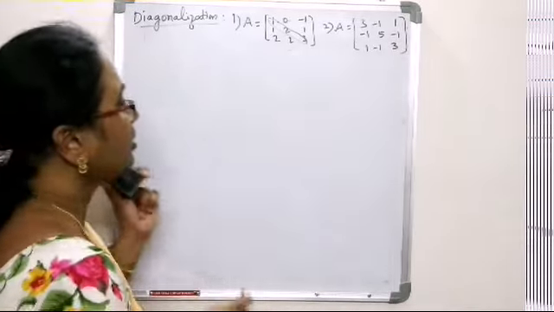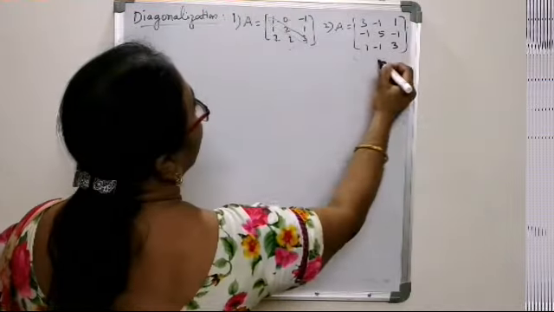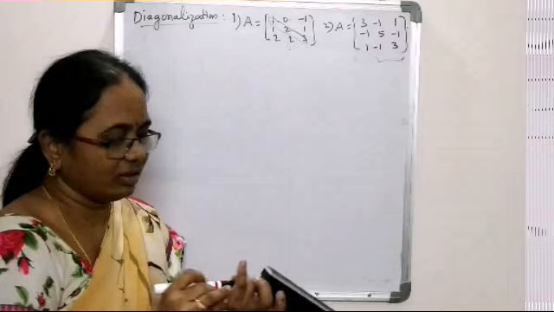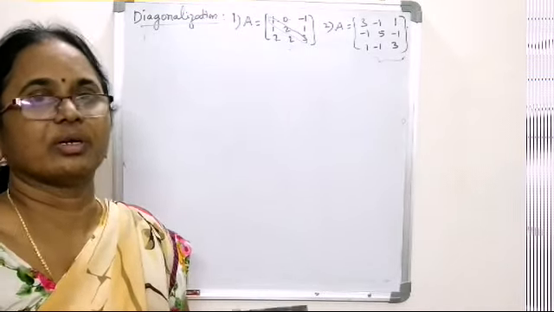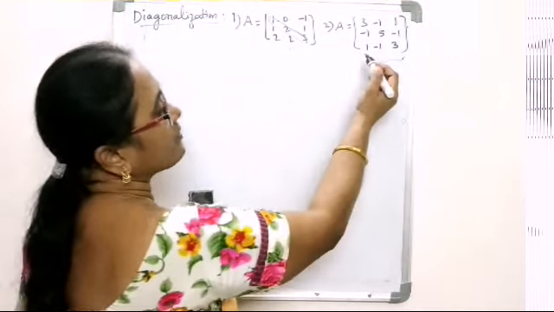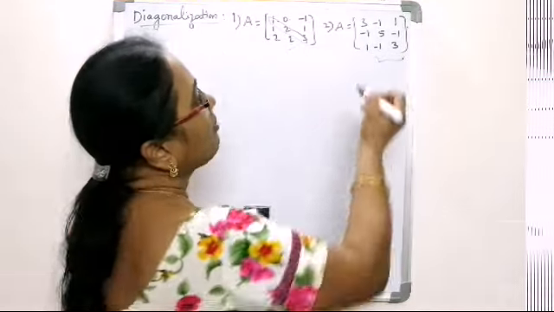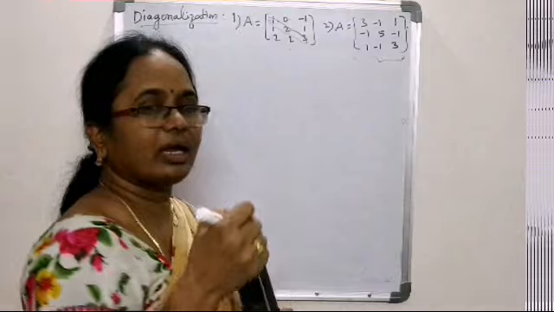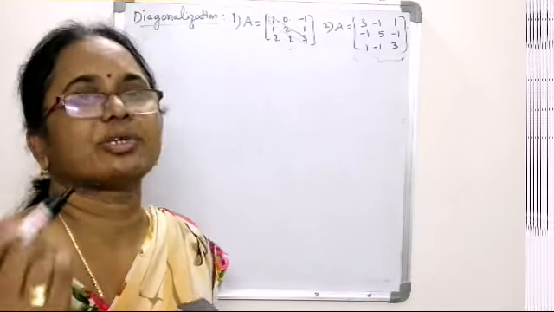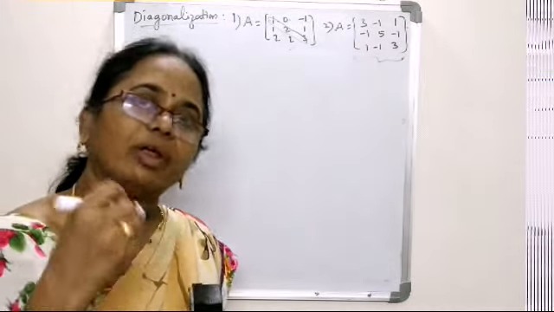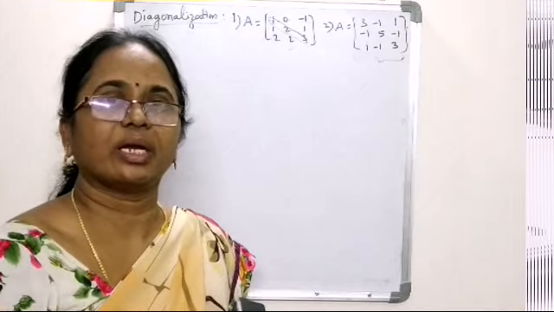Now let us learn how a symmetric matrix can be diagonalized by using orthogonal transformation. The reason for using orthogonal transformation for diagonalizing this is that this matrix is symmetric. If we get an independent set of eigenvalues, we will also get an independent set of eigenvectors.